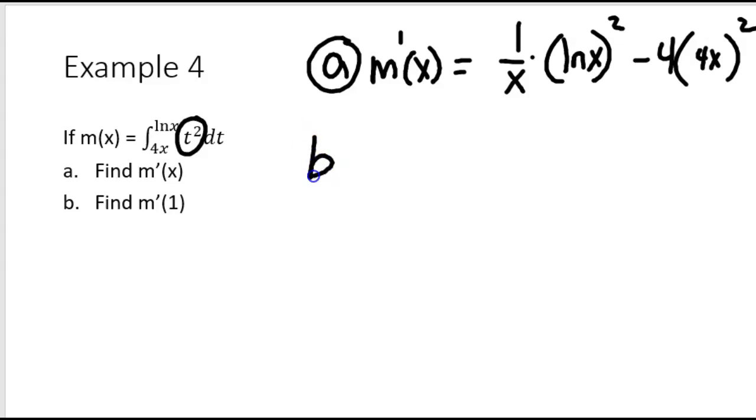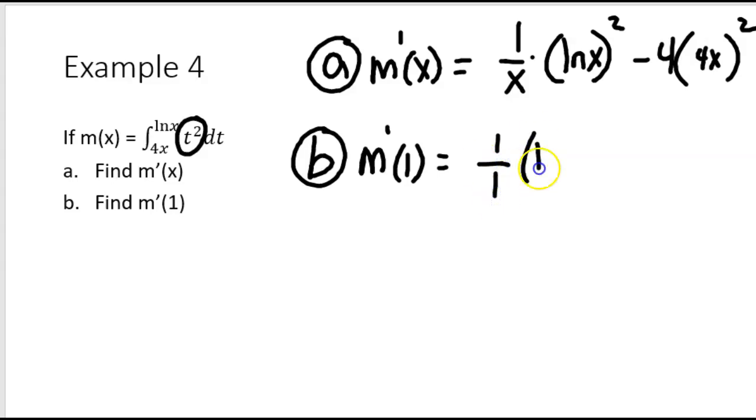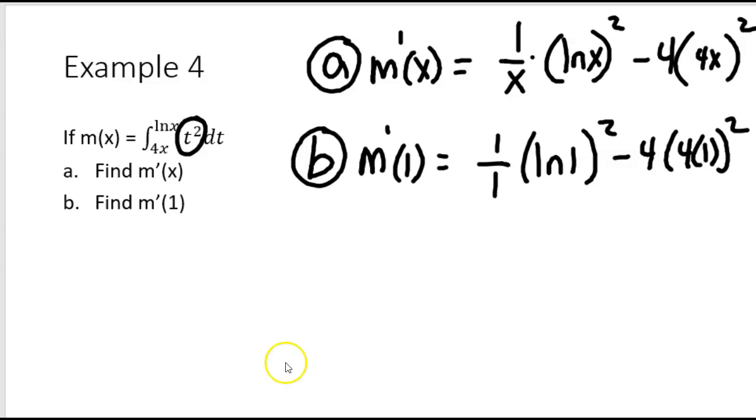All right, let's go ahead and do part B. For part B, we're being asked to find m prime of 1. And so what that means is they actually want me to plug 1 in. Okay, so now technically if it were a free response question you could leave it like this, but in the event of having a multiple choice question you're going to want to be able to work it all the way down to the final answer. So I'm going to go ahead and do that right now.